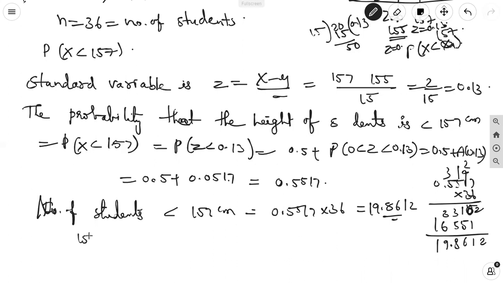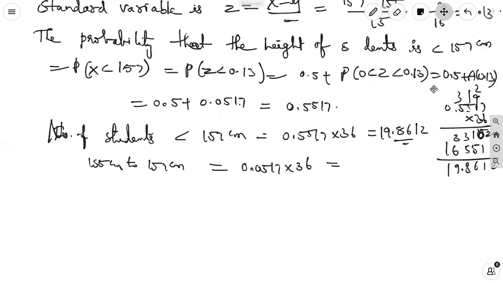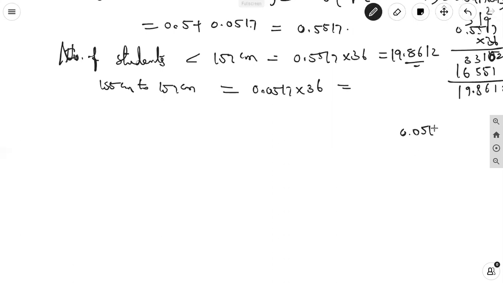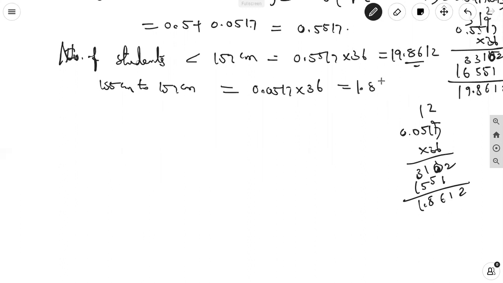If we take 155 centimeters to 157 centimeters, means it is equal to 0.0517 into 36. That is equal to, we are getting 0.0517 into 36, 6 7s are 42, 4, 1, 0, 3, 1, 2, 1, 3 ones are 3, 5, 15. It is 2, 1, 6, 8, 1, 1, 2, 3. It is equal to 1.86 in number of students.